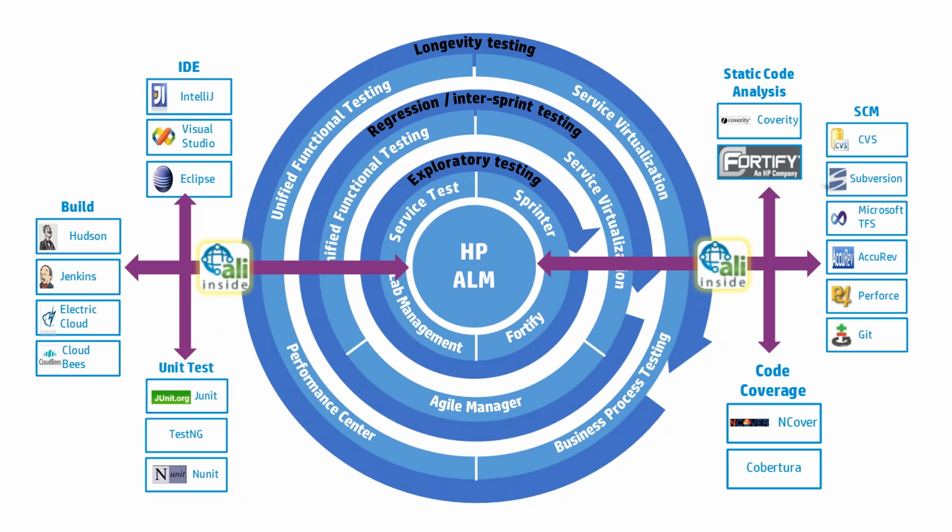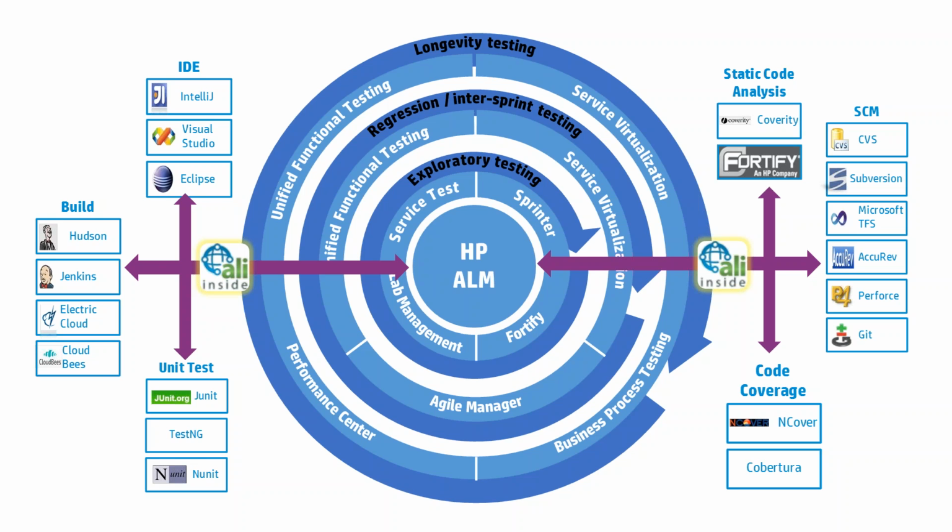When we talk about regression, the integration between Unified Functional Testing, adding in that service virtualization piece, and Agile Manager allows you to tie all that in and start to develop the functional testing that you want for your regressions. And then at the overall circle of longevity testing, you're still taking that service virtualization, UFT, now adding in some performance centers.